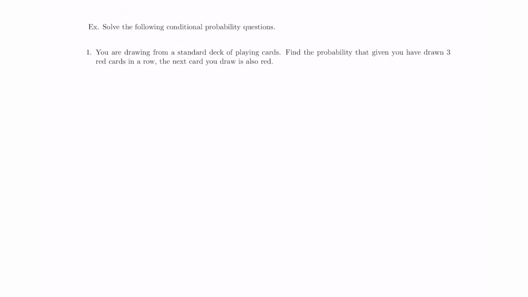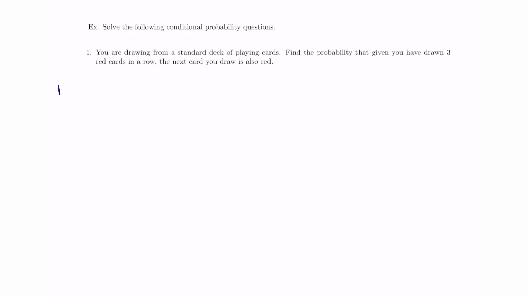Okay, so let's look at some problems. So let's solve this first problem. You're drawing from a standard deck of playing cards. Find the probability that, given you've already drawn 3 red cards in a row, the next card you draw is also red. So what events do we have here?